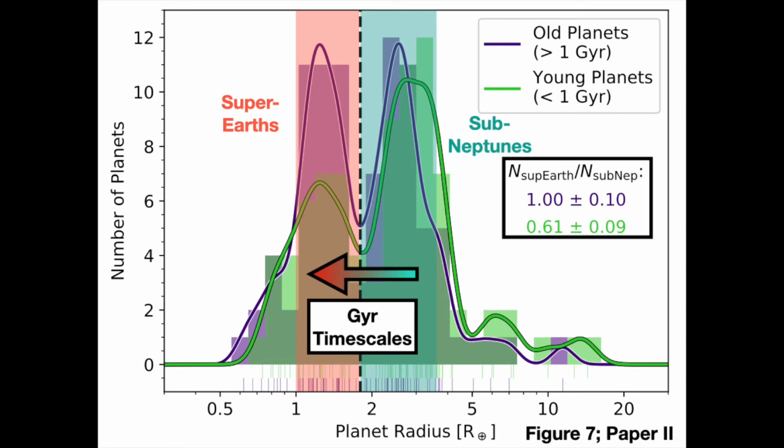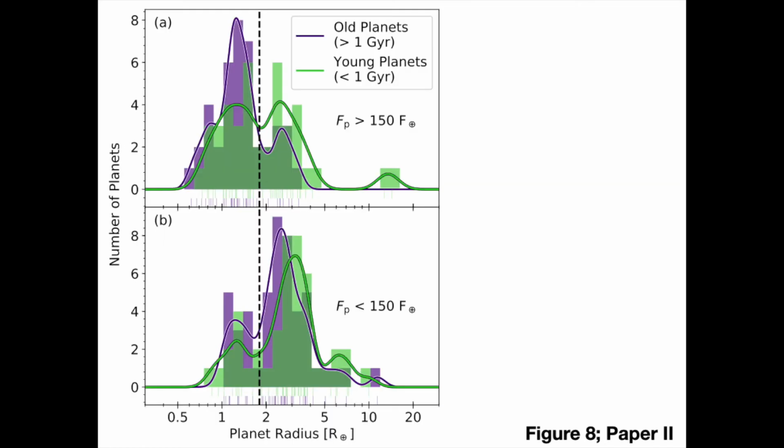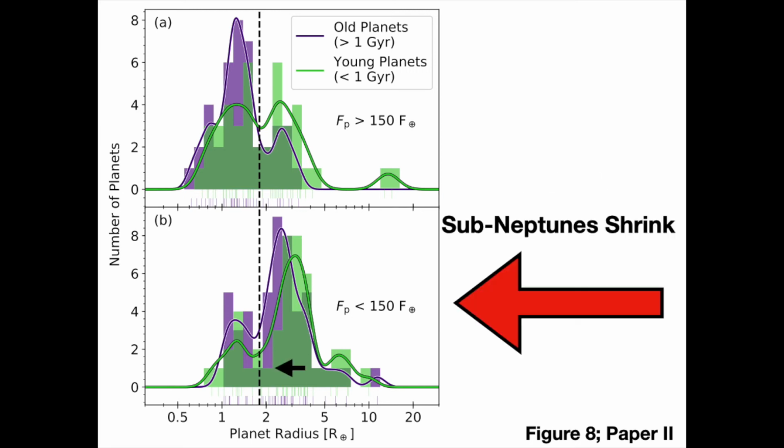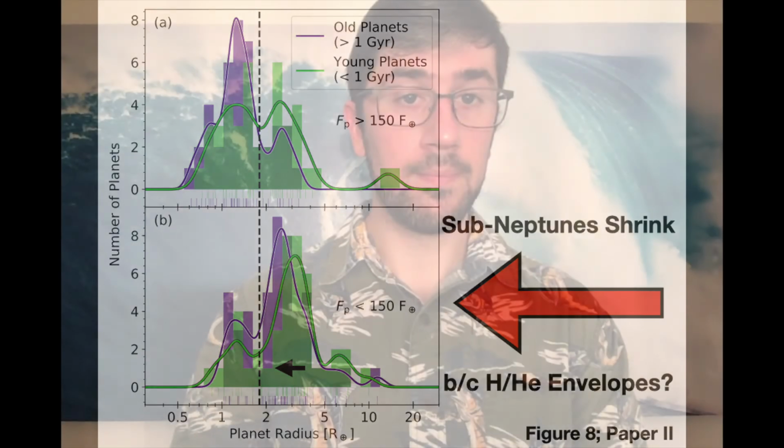In addition, we find that if we split up the old and young distributions as a function of incident flux, the difference in the ratios of the old and young super-Earths and sub-Neptunes is even larger at higher incident fluxes, which is also consistent with core-powered mass loss, while at low incident fluxes, the size of the sub-Neptunes appears to decrease over time. The latter result may suggest that sub-Neptunes possess hydrogen-helium envelopes as opposed to higher mean molecular weight atmospheres, given the magnitude of their contraction. We therefore conclude that this is the first evidence for an age dependence of the planet radius gap.